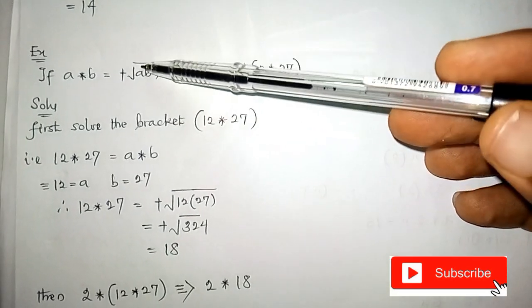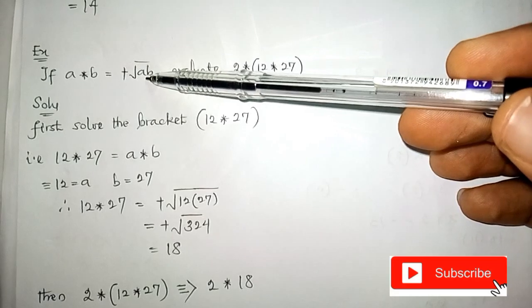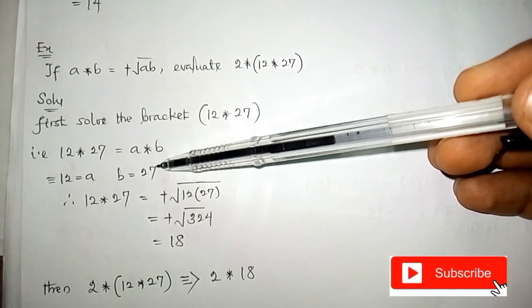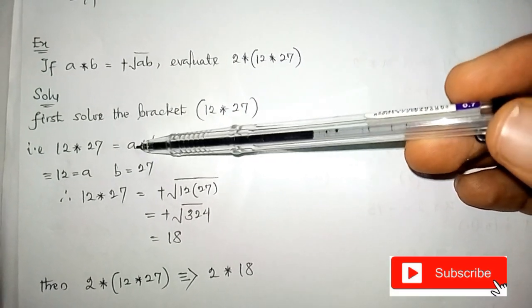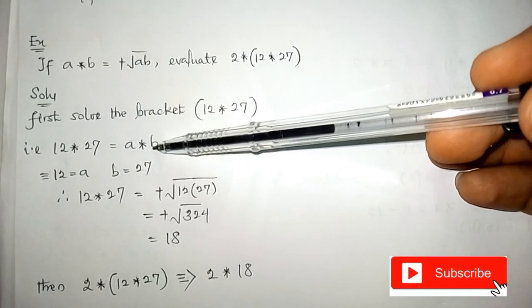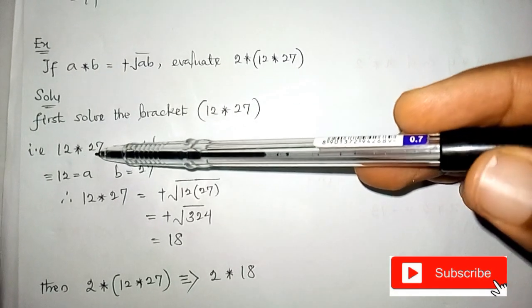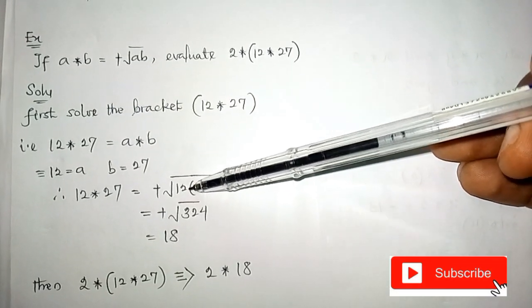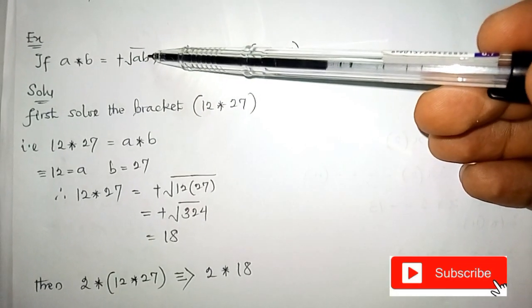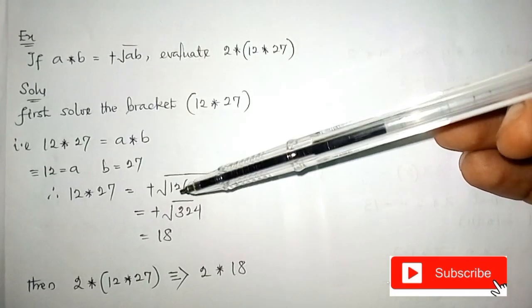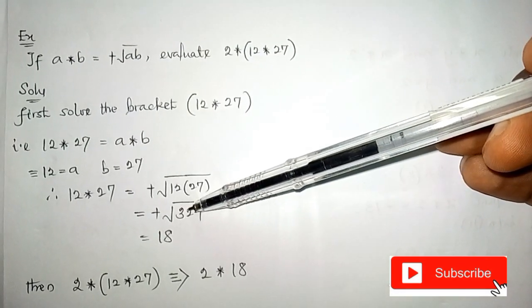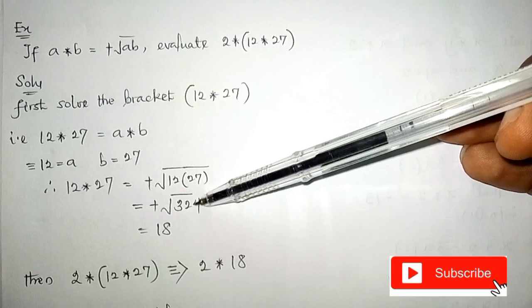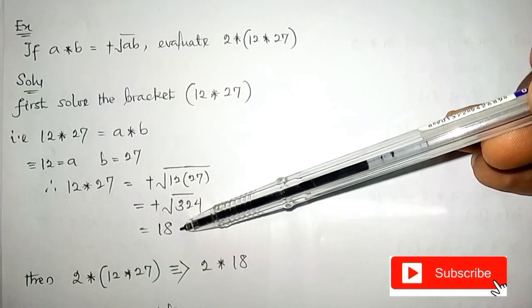Then when we get that, we fix in the values into this. That's what we had to do here. So we said a * b is equivalent to 12 * 27. When we got that, we had to bring it into this function which we were given here, and then we get the square root of 324, which gives us 18.